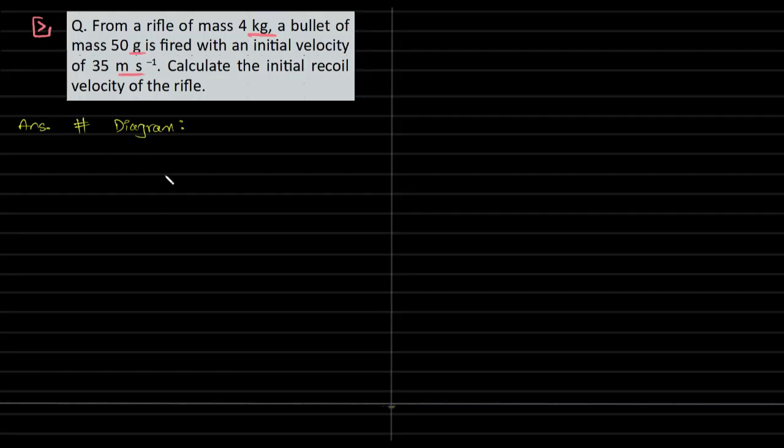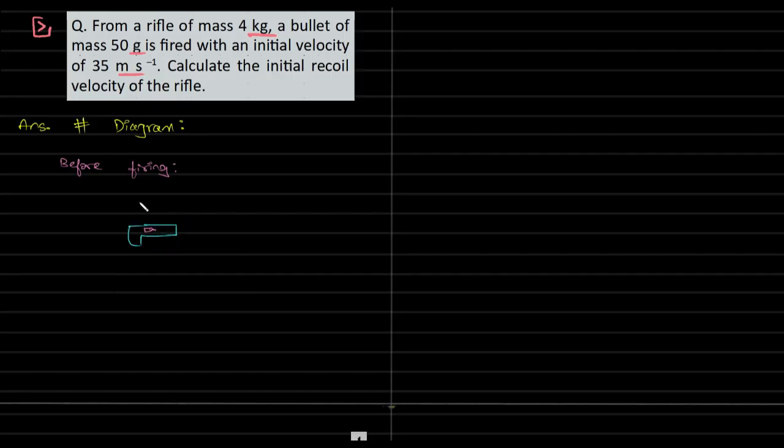The diagram is this. We have a rifle and the bullet. So this is before firing, is it not? So we have to make use of the law of conservation of momentum. So the first thing is, before firing, what happens? We have this.